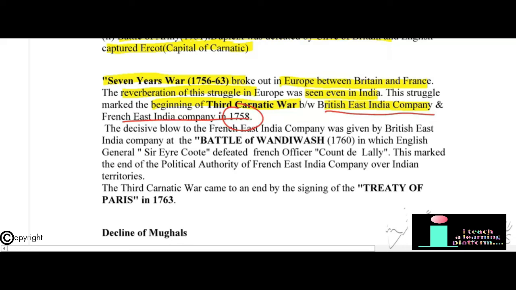in 1758. The decisive blow to the French East India Company was given by the British East India Company at the Battle of Wandiwash, which was fought in 1760, in which English General Sir Eyre Coote, his name is very important, defeated the French officer Count de Lally.